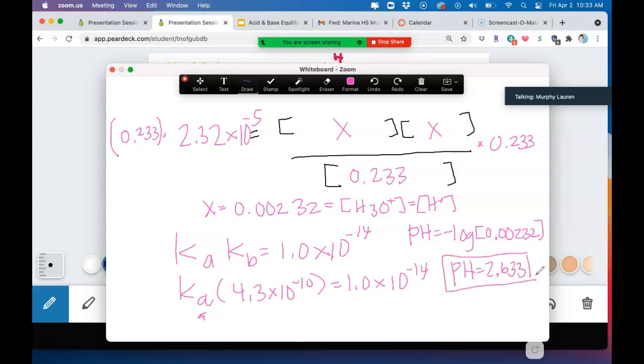This is a super acidic salt. 2.633. And that is likely because not only is it formed from a strong acid, HCl, but it also has a decent concentration. 0.233 is a pretty decent concentration. So a pretty acidic pH for a salt.